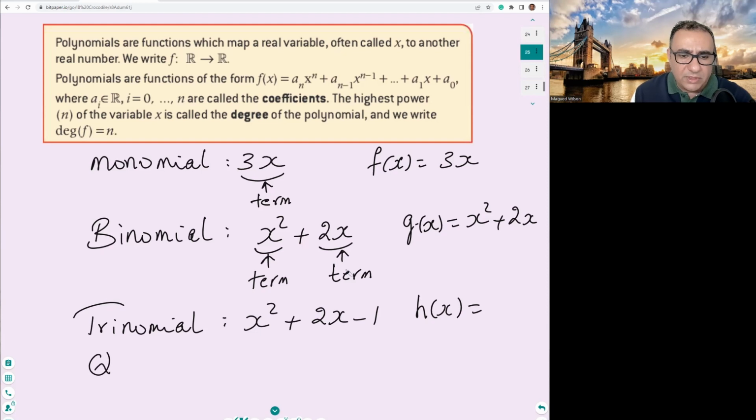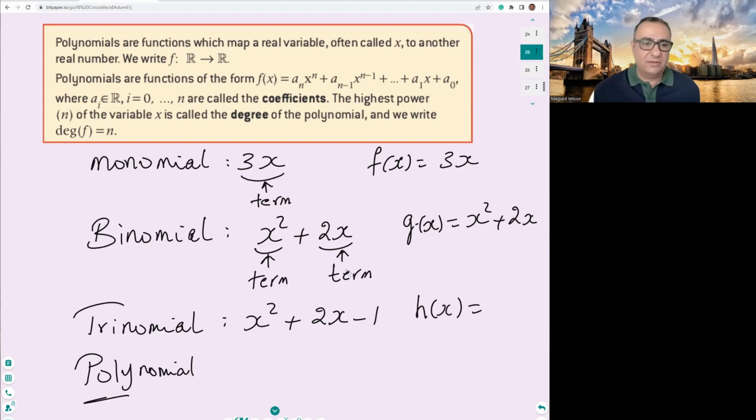If it's more than three terms, we can call it poly. Poly means many, right? So polynomial is basically, and any one of those actually is a polynomial, but just different terminology. Okay, so that is the first insight I would like to share about polynomial functions.